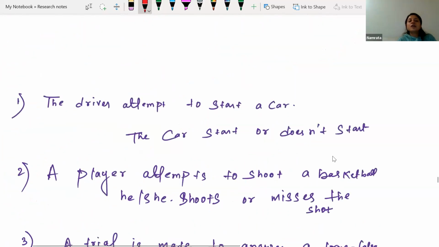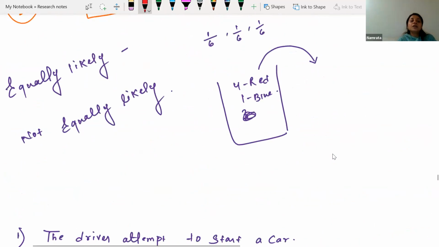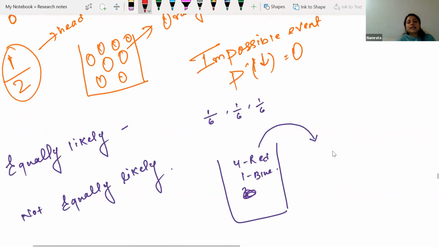Now after this, we discussed a few very basic concepts: probability, equally likely and not equally likely. Equally likely means whenever we are tossing a coin, head can occur, tail can occur. So there are 50-50% chances that head will occur and 50% chances that tail will occur. Both are having equal chances. That's called equally likely.